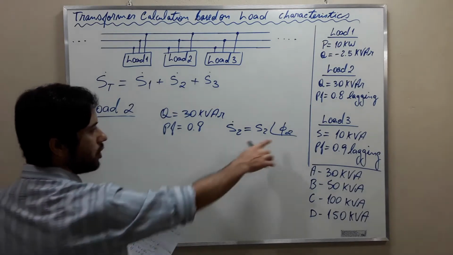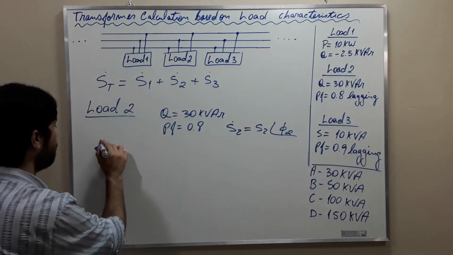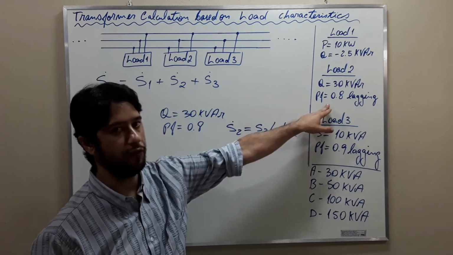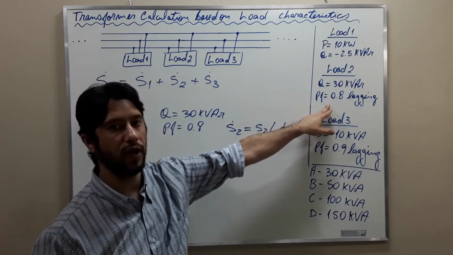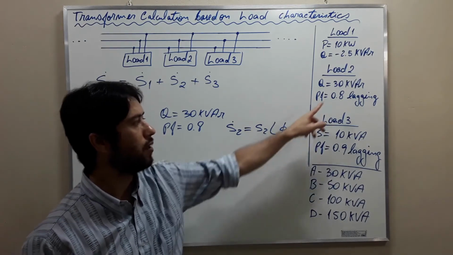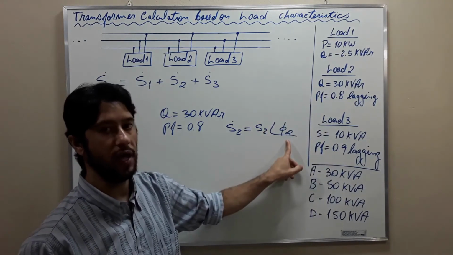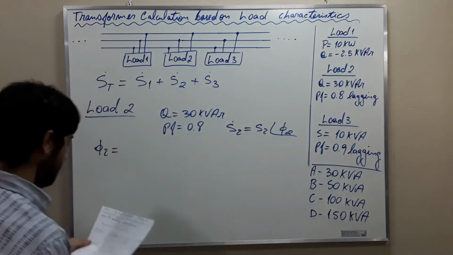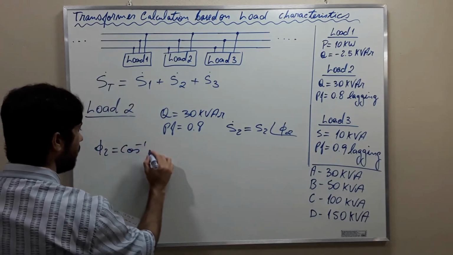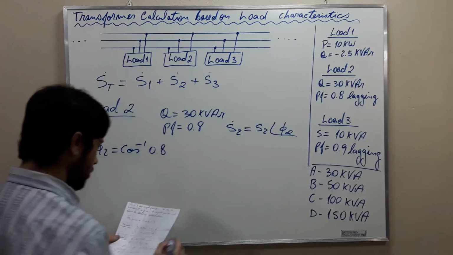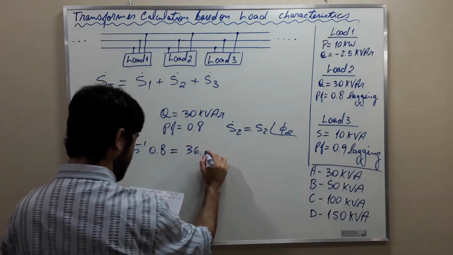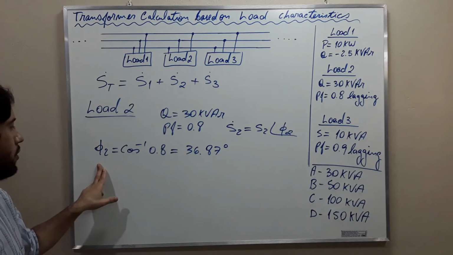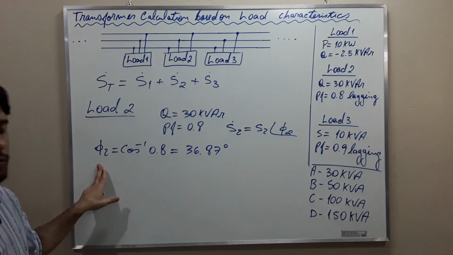First of all, we are going to calculate the angle phi 2. Phi 2 is the angle, okay? The power factor is the cosine of this angle here. If we want to find phi 2, we need to calculate the inverse cosine. Then the inverse cosine of 0.8 is equal to 36.87 degrees. Okay? We have come up with the angle phi 2.